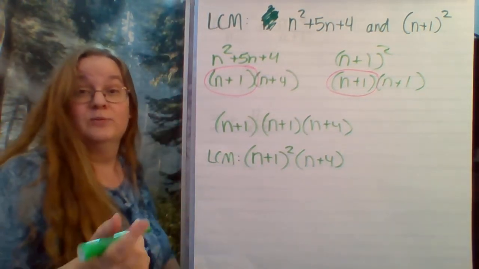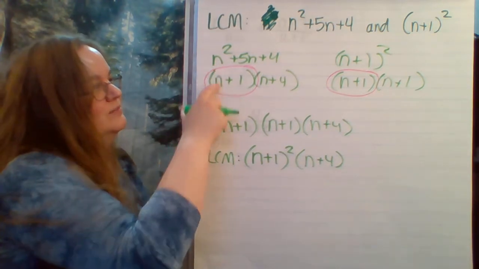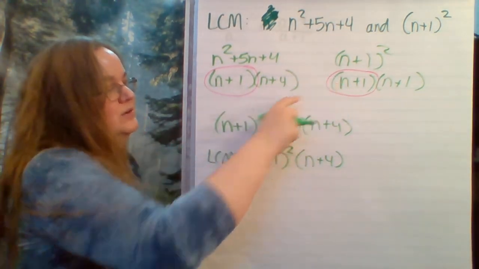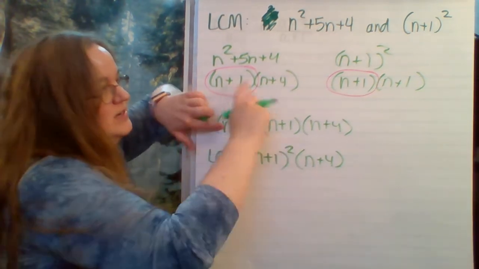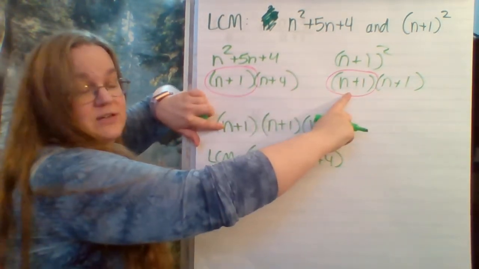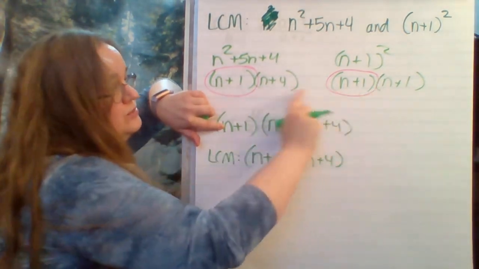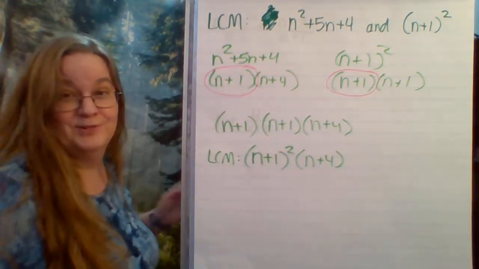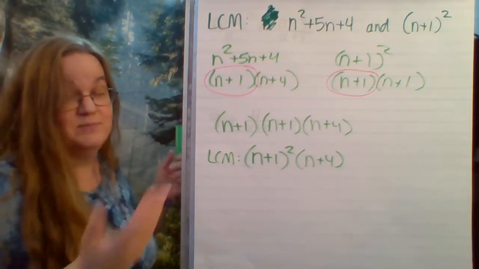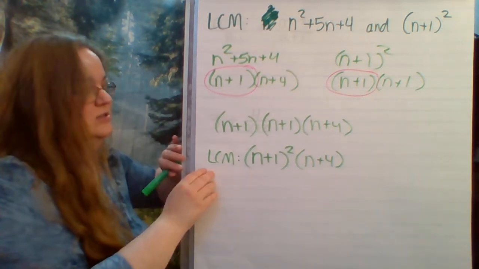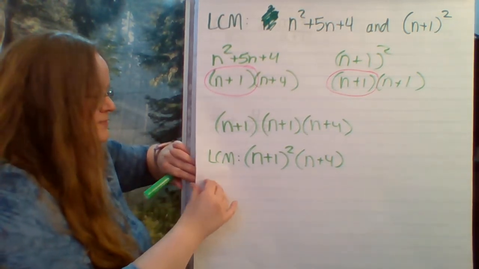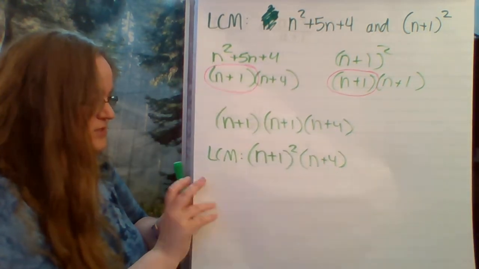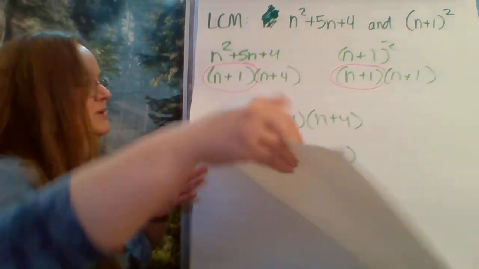Okay, so again, what did I do? I factored it. I looked for what's in common, and I counted that once, and then everything I didn't circle, because I circled what was in common, I used. So I had to use another n plus 1 and an n plus 4. Okay? And I would do the same thing if I was doing prime factorization with just numbers. So it's kind of the same process, but it just looks a little bit different because we're dealing with letters and numbers.